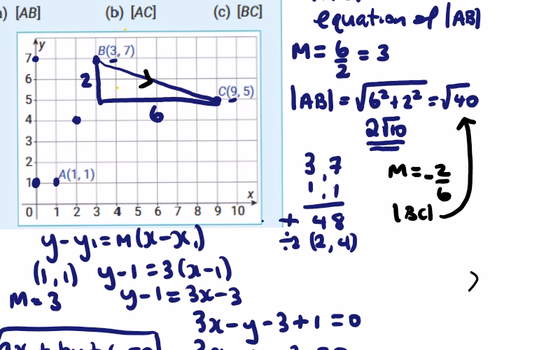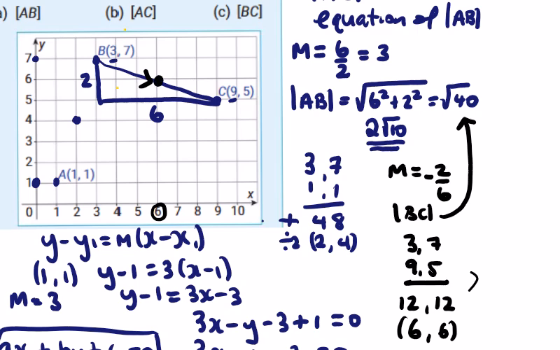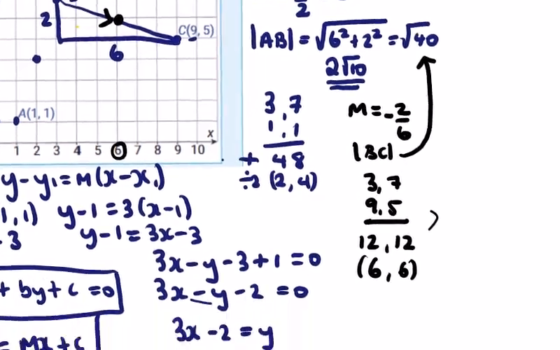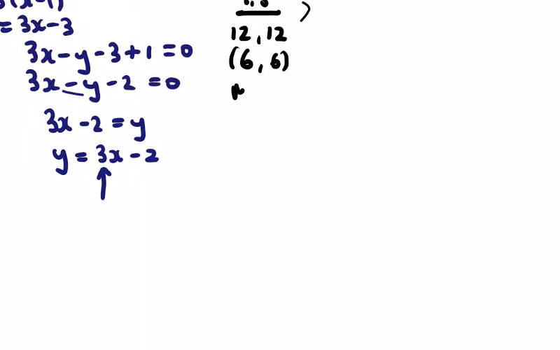The midpoint of BC, so we line up 3, 7 and 9, 5 to get 12, 12. So the midpoint dividing by 2 will be 6, 6. Out to 6 and up 6. Does look like the midpoint, halfway along. And the equation of the line here, we'll take the point 6, 6 here while it's here, and we have m is equal to, we got minus 2 over 6, which we're going to simplify to be minus 1 over 3.